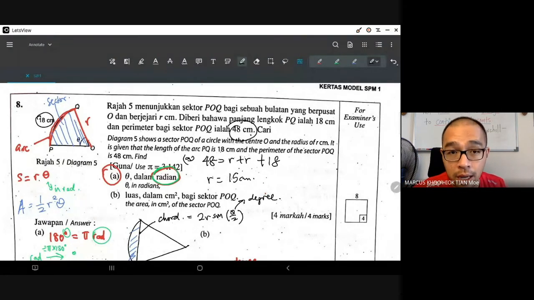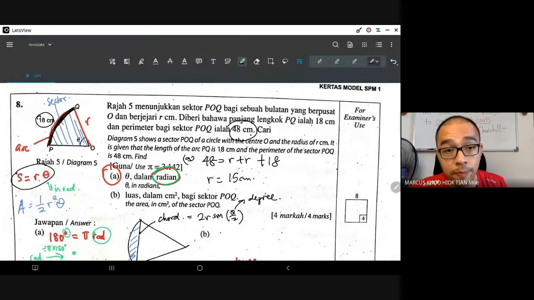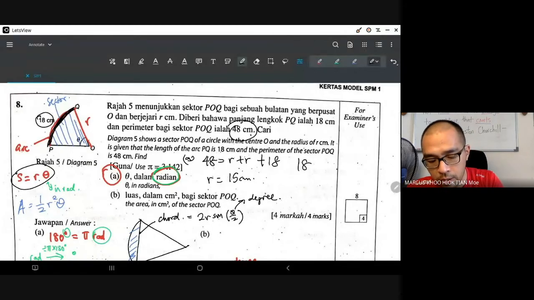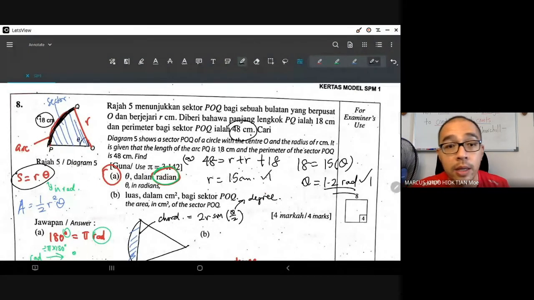Now, once you get r, how do we calculate theta? We can use the arc length, which is this formula. So 18 equals 15 times theta, and you'll get theta equals 1.2 radian. Quite easily done. 2 marks: 1 here, 1 here. The working is really nothing much. You get the value of r, 1 mark. You get the value of theta, another mark.